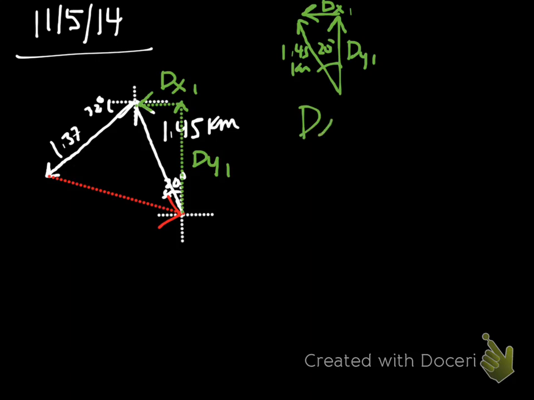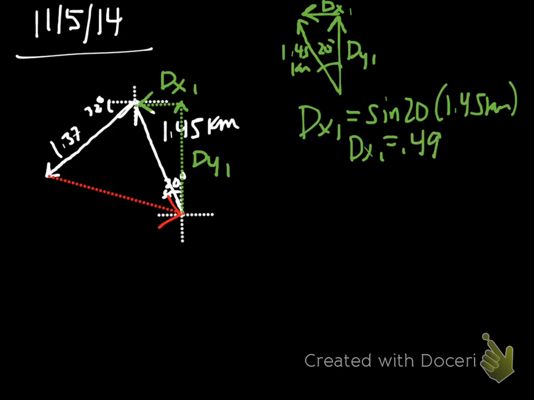So dx1 is equal to sine of 20 times 1.45 km. So dx1 is 0.4959, etc. km, and dx1 is going that direction. Okay, and you can see that from your picture. The picture gives you a visual cue on that.